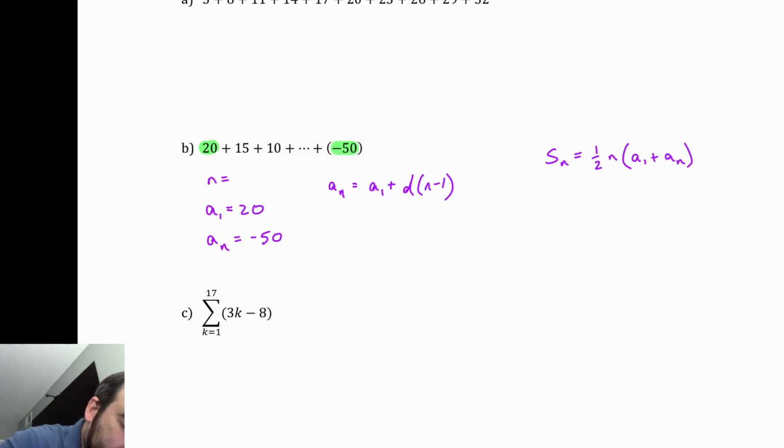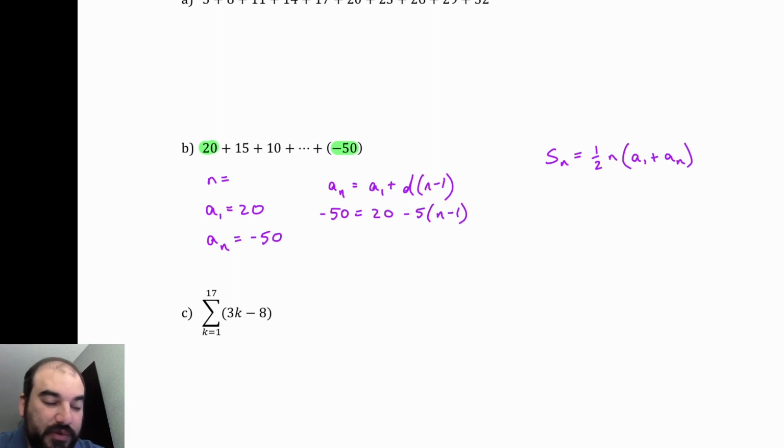So if I put a -50 here, I know the first term is 20. I know the common difference is -5. And we don't know how many terms there are. That's what we're trying to figure out. So once we find n using this explicit formula, we will know how many terms there are.